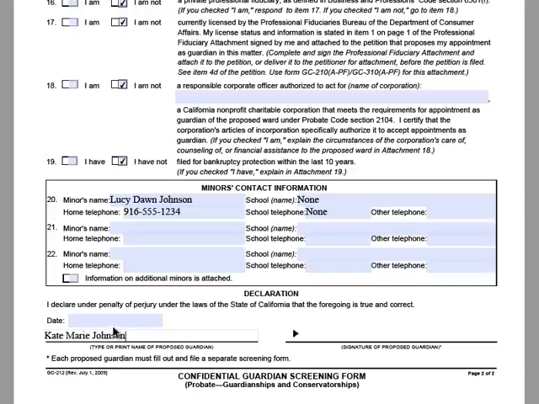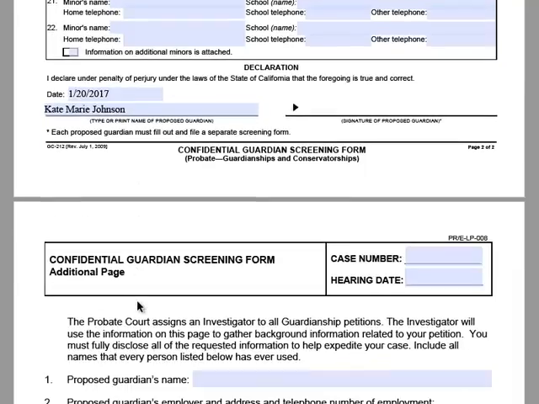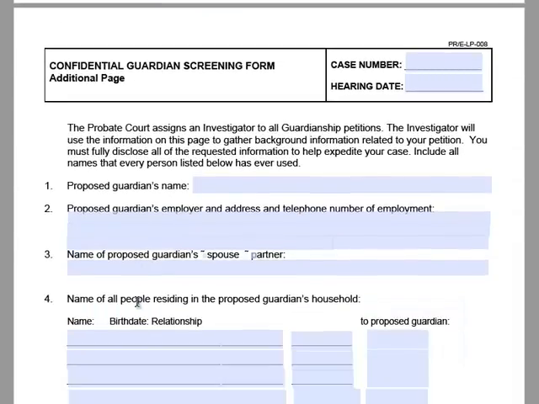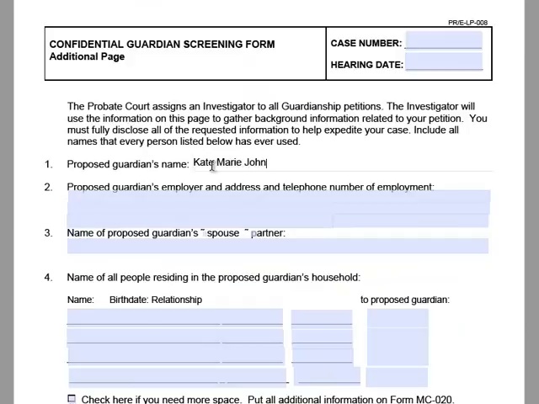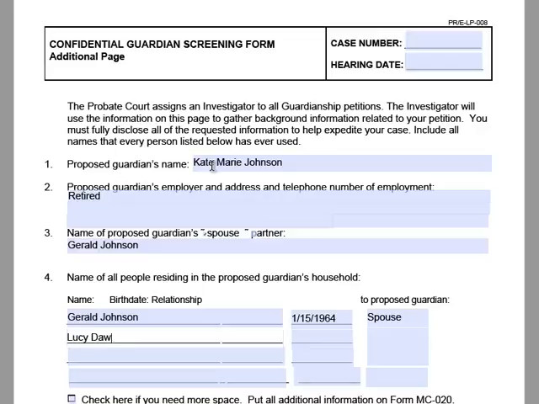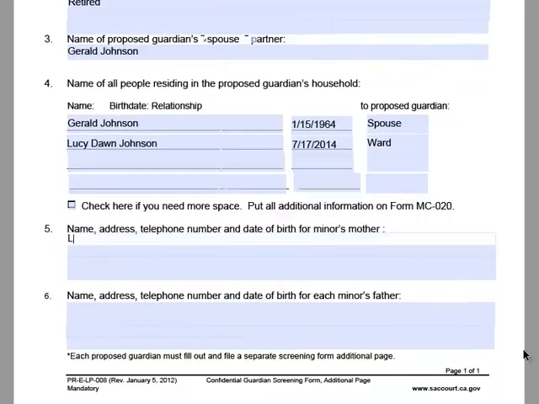Finally, although this is the end of the statewide screening form, Sacramento has its own local form that you need to fill out. Is that the confidential guardian screening form additional page? Yes, it's pretty self-explanatory. You know your name, your employer, but I'm retired. So we'll write retired in line 2 for your employer. Know who your spouse is? Of course. So we'll circle spouse in number 3 and write your spouse's name. If you had a partner, we would circle partner instead. And if none, we'd just write none, just to let the person reading the form know you didn't skip over the question. Right, and write none if I didn't have a spouse or partner.